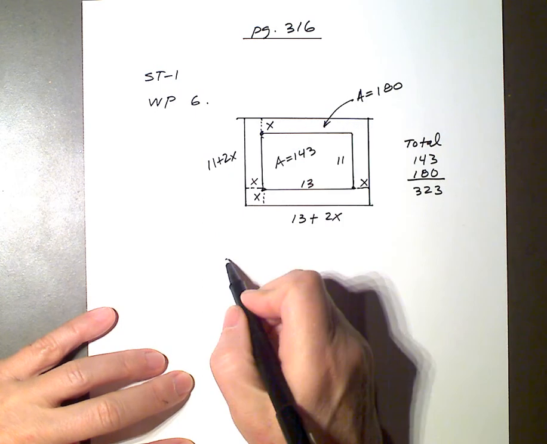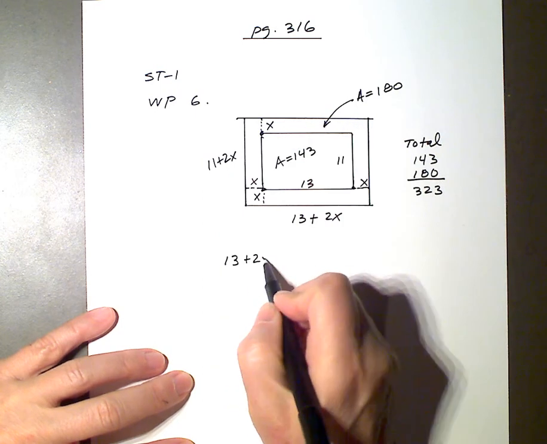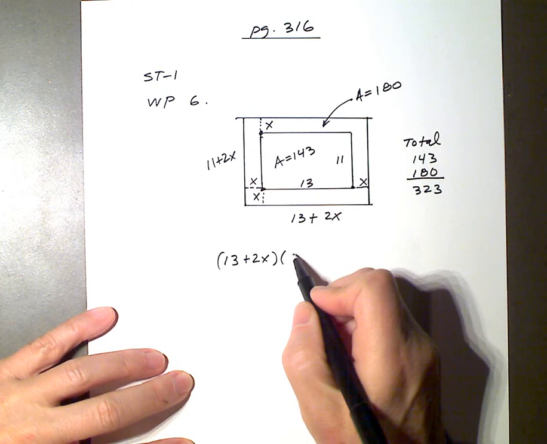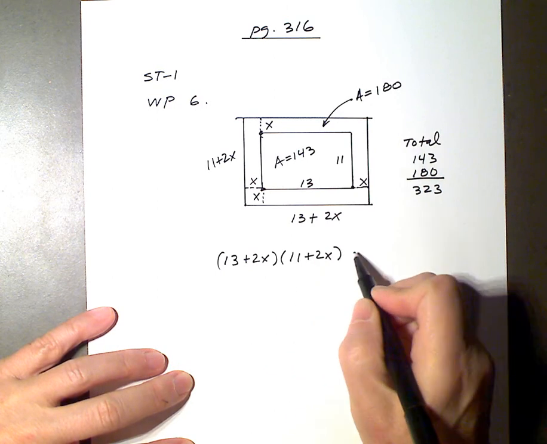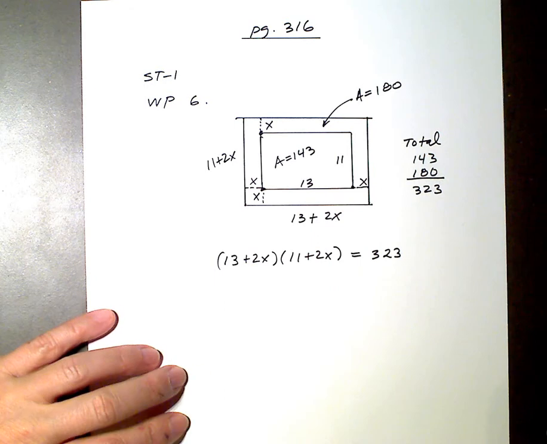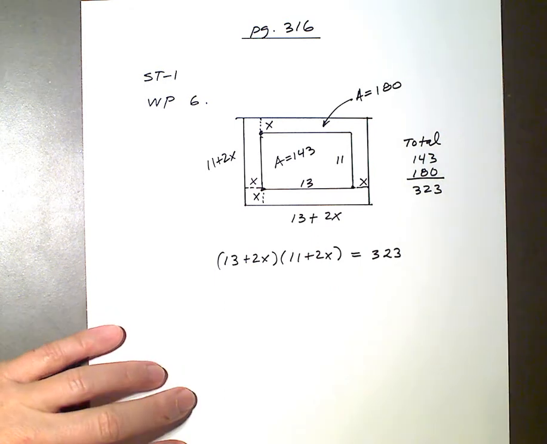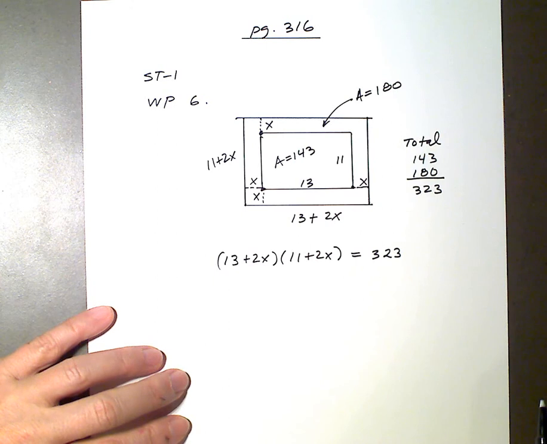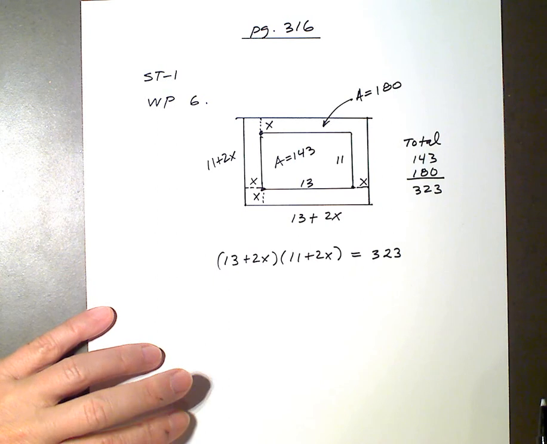So when I multiply together the length times the width, then I get the total area of 323 square feet or square meters or whatever units we're in. I don't remember, and I apologize. Anyway, I think it's meters.